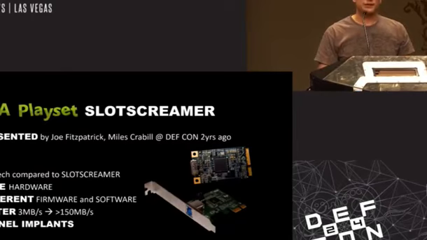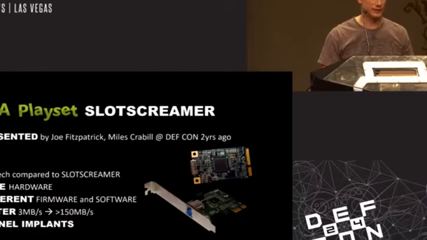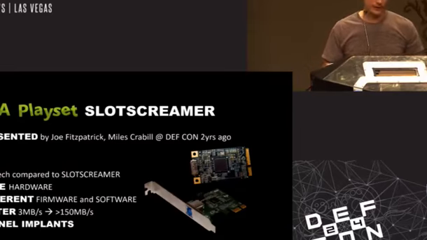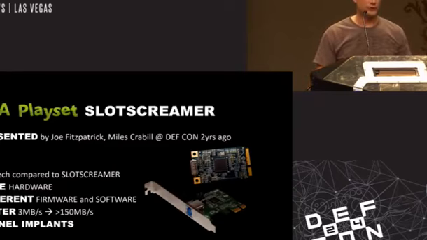If I compare PCILeech to Slot Screamer, it's obviously exactly the same hardware. It's a different firmware and a different software. This also means that if you already do have a Slot Screamer device, you should be able to reflash it and try this software on it. It's faster. The Slot Screamer was able to achieve around 3 megabytes per second, something like that. The PCILeech device is able to achieve well over 150 megabytes per second DMA transfer speeds. PCILeech is also capable of kernel implants. In fact, it's relying heavily on kernel implants.